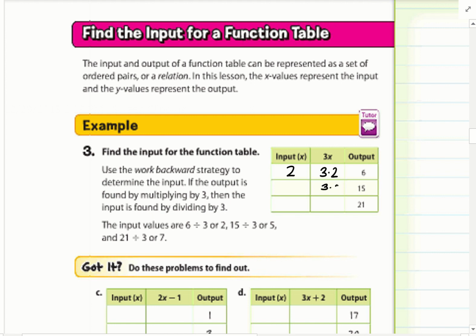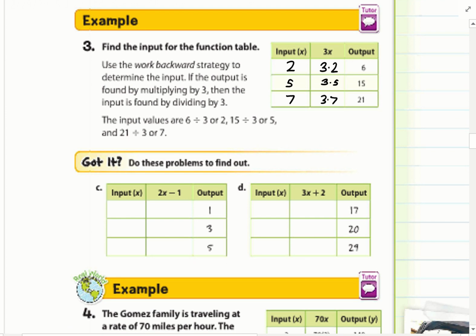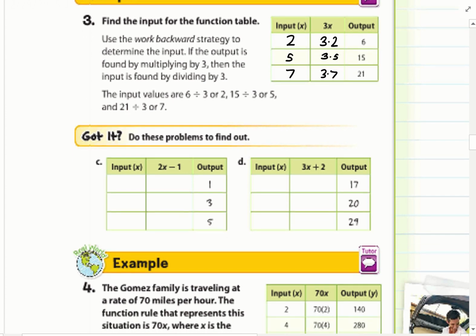Same here, 3 times 5 is 15, so my input is 5. 3 times 7 is 21, so my input is 7. Or I can just divide. 6 divided by 3 equals 2, 15 divided by 3 is 5, 21 divided by 3 is 7. This is very similar to the inverse operations. So go ahead and try C and D.